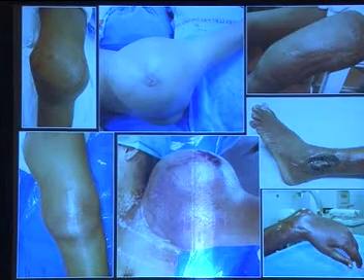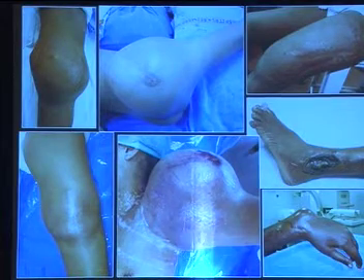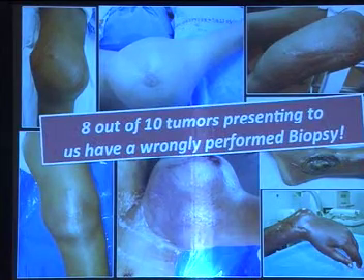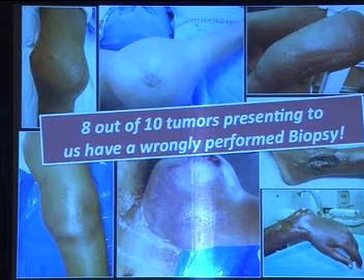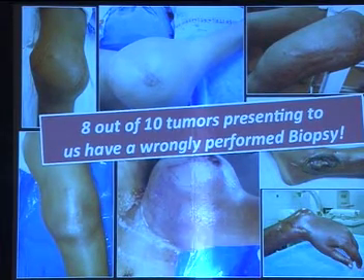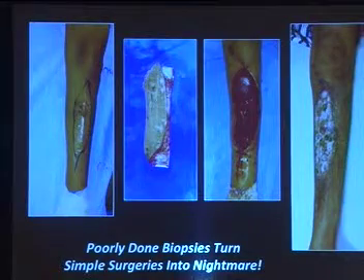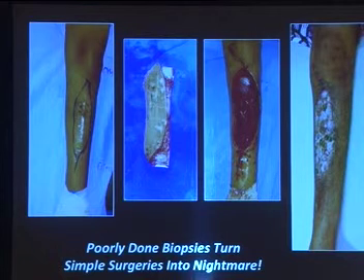And we see all these kinds of patients at our clinic with different kinds of scarring, wrongly placed biopsy scars, which make life difficult. So in fact, we're coming out with this paper: 8 out of 10 tumors which come to the institute have a wrongly performed biopsy. And there we are, that we need to educate on this aspect. And of course, a poorly done biopsy turns simple surgeries into nightmares.